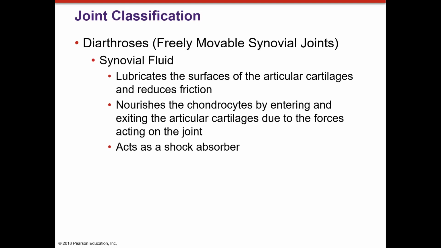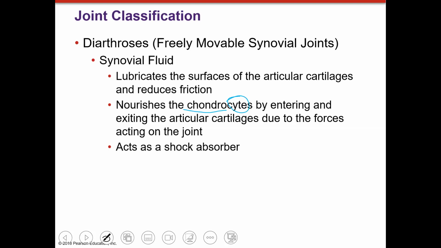So diarthrosis are the freely movable synovial joints. We'll see that synovial fluid. And what is it doing? It's lubricating the surfaces of the articular cartilage. It reduces friction, nourishes the chondrocytes. Chondro, remember, is going to be cartilage, and then cyte, CYT, is the cell. So cartilage cells, by entering and exiting the articular cartilage due to the forces acting on the joint.